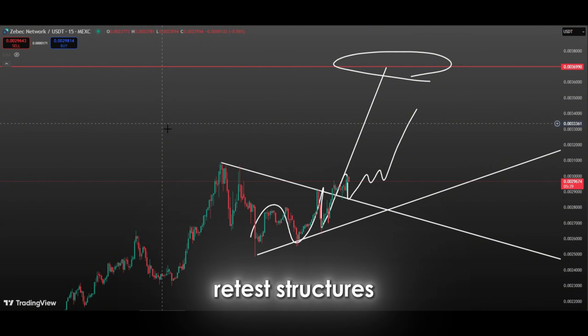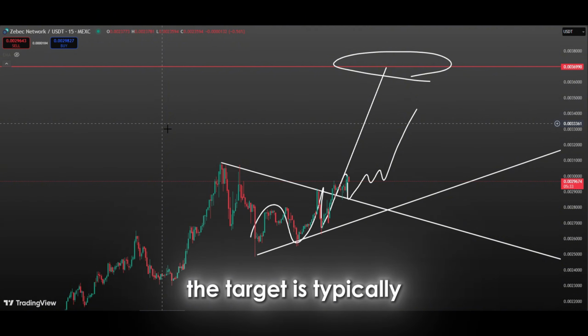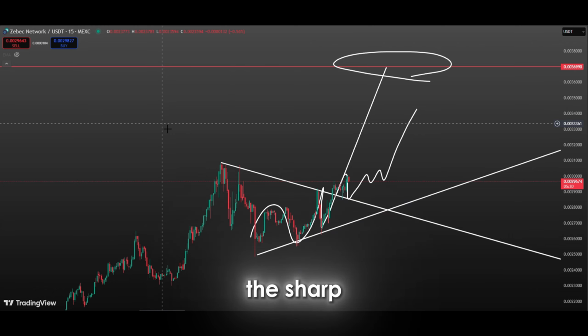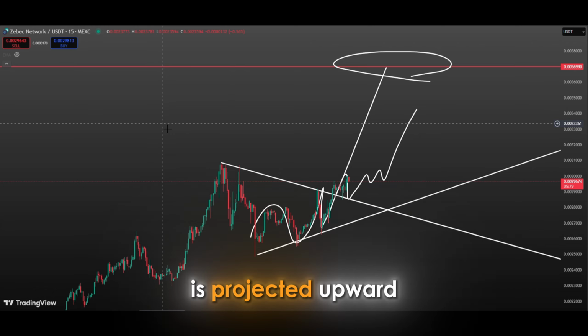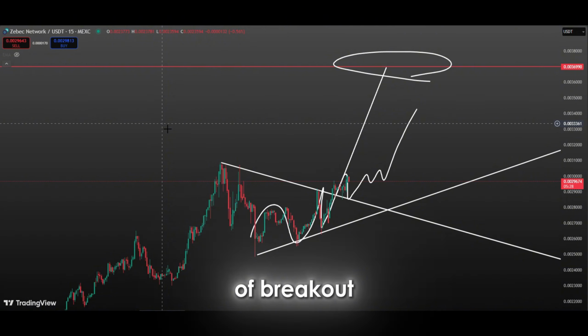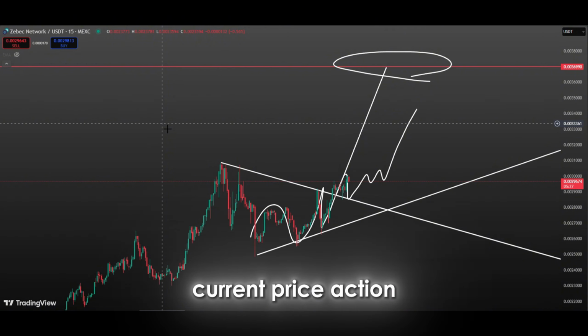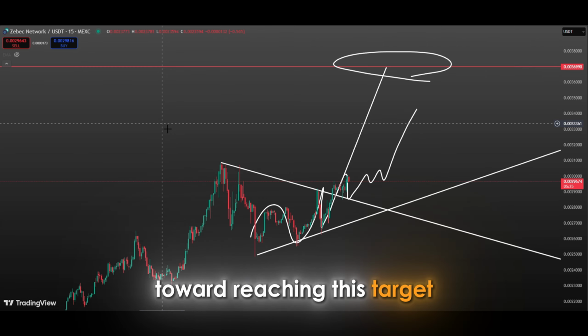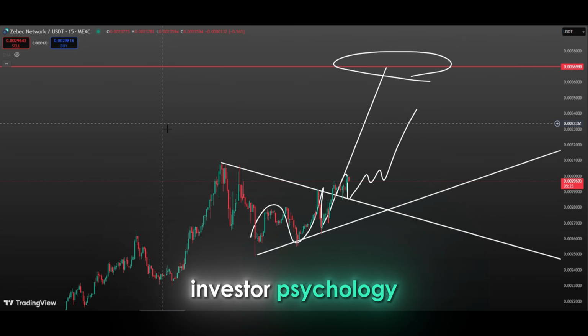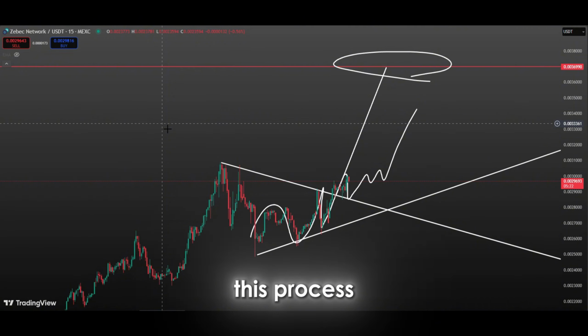These types of retest structures often offer investors a second chance to enter positions. In pennant formations, the target is clearly defined in technical analysis literature. The target is typically equal to the length of the flagpole. This means that the height of the sharp upward move preceding the pennant is projected upward from the point of breakout. As such, the current price action and path are painting a very positive and healthy picture toward reaching this target. Investor psychology also plays a key role in this process.